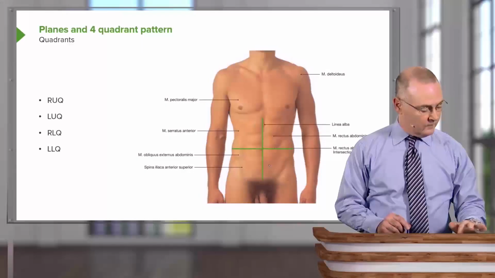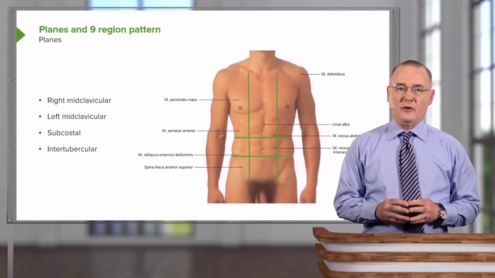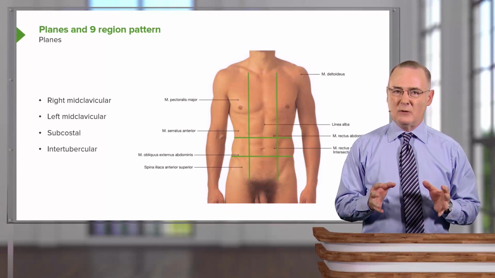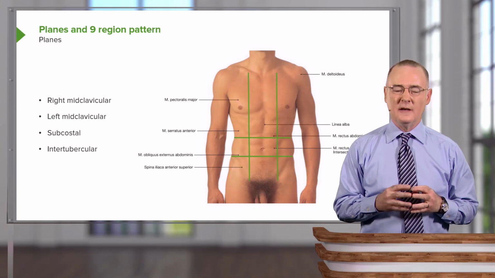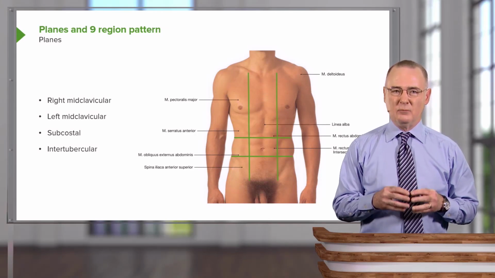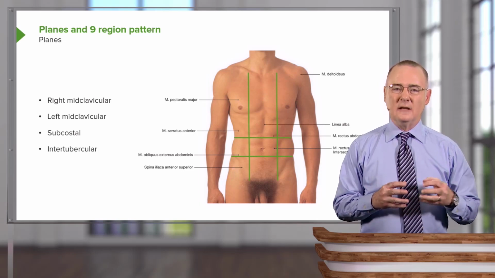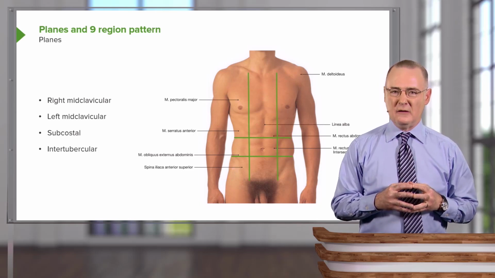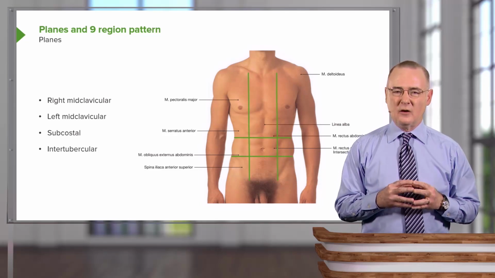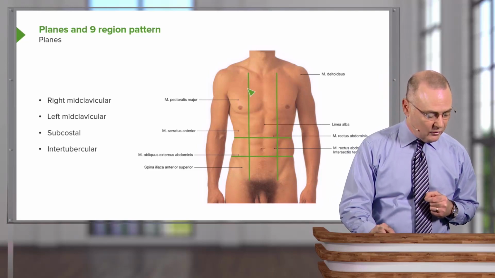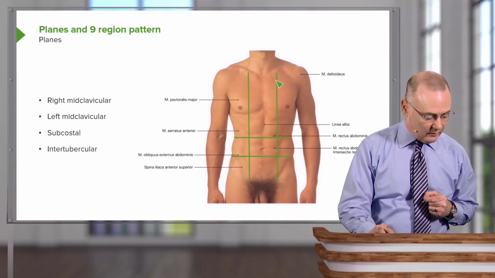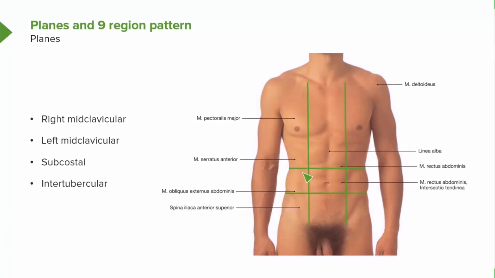We can also describe the anterior abdominal wall into a 9-region pattern. This is more complex. There are 2 vertical planes that will help define this 9-region pattern and 2 horizontal planes. Those planes are shown in this particular illustration. We have the right midclavicular plane being one of the 2 vertical planes, and then we will have the left midclavicular plane. The 2 horizontal planes will intersect the 2 vertical planes.